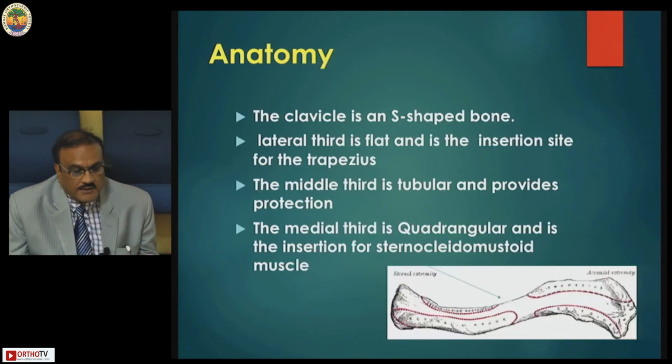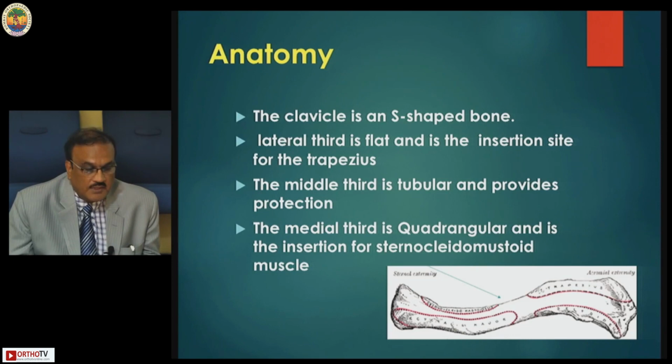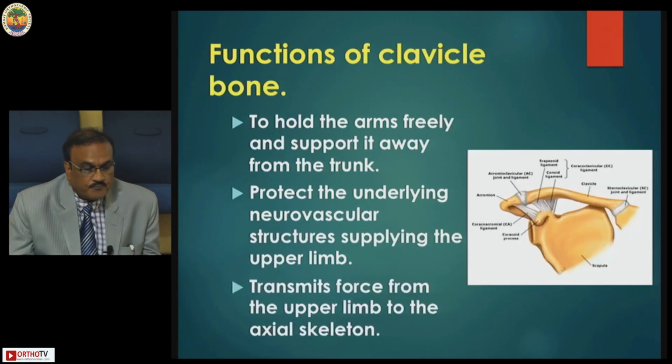The clavicle is an S-shaped bone. The lateral third is flat and is the insertion site for the trapezius. The middle third is tubular and provides protection. The medial third is quadrangular and is the insertion of the sternocleidomastoid muscle, because you must know the anatomy before you do the surgery.